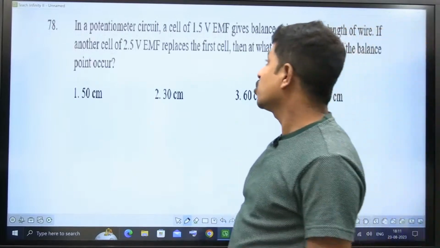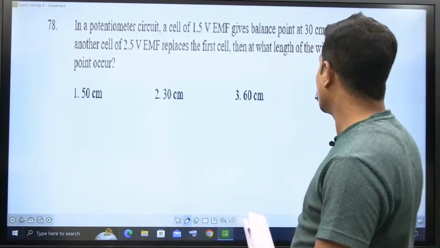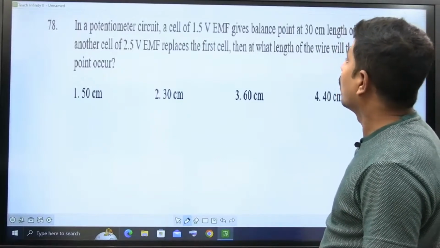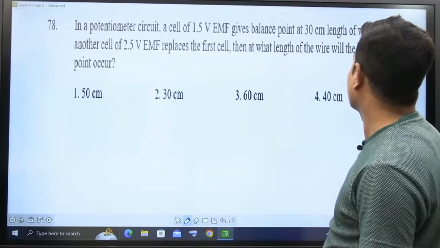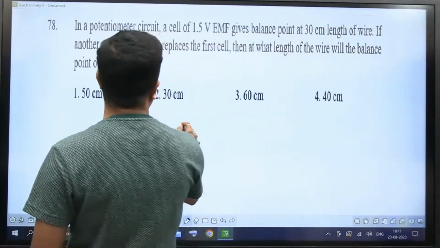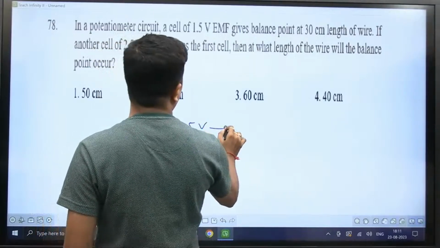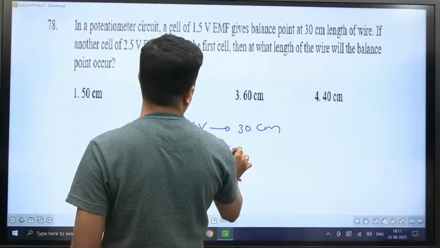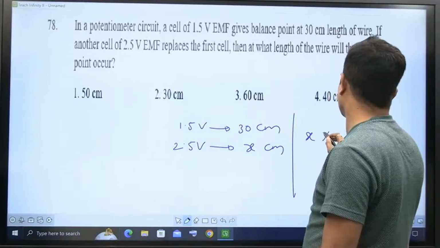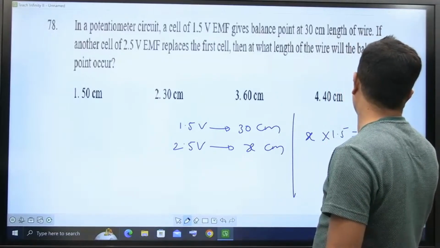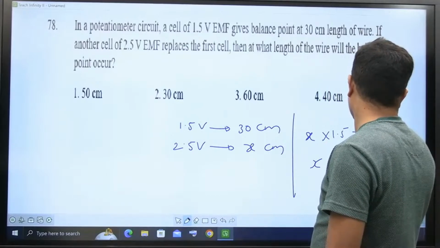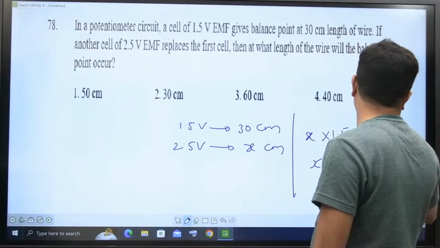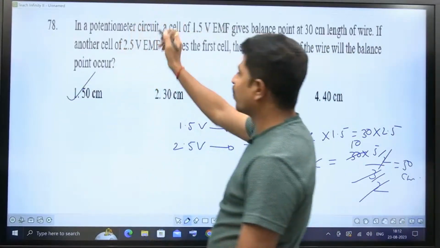Next question. In a potentiometer circuit, a cell of 1.5 volt EMF gives a balance at 30 centimeter length of the wire. If another cell of 2.5 volt EMF replaces the first cell, then what length of the wire will the balance point occur at? He's saying that 1.5 volt gives balance at 30 centimeter, then 2.5 volt will give balance at x centimeters. So x into 1.5 is equal to 30 into 2.5. That is 30 into 5 by 2 by 3 by 2. The 2 is gone, 10 it is. It is 50 centimeters. Answer is 50. Choice 1 it is.